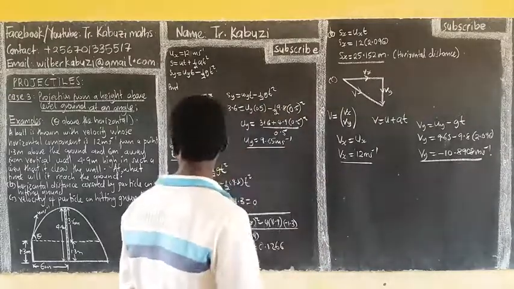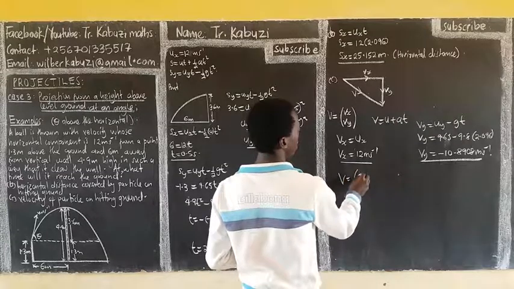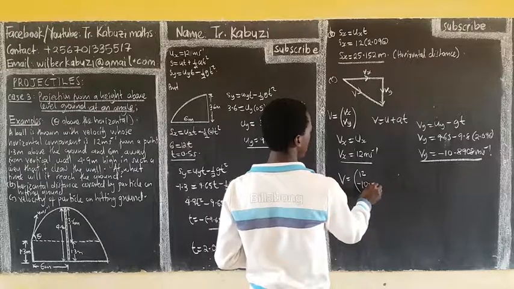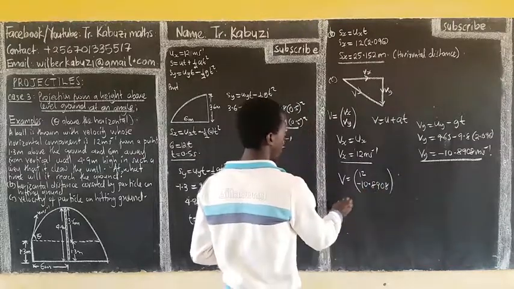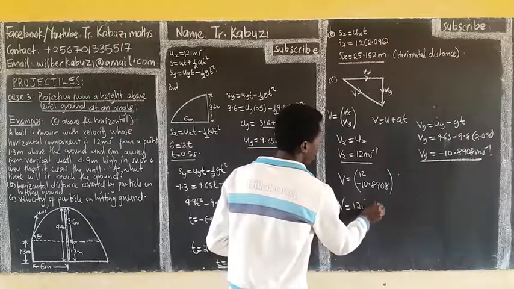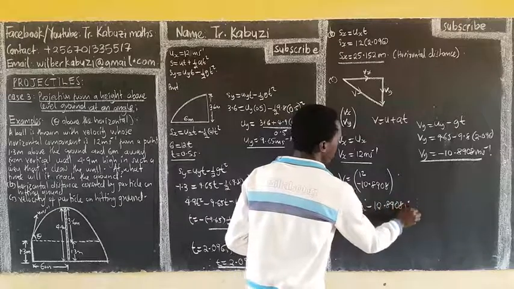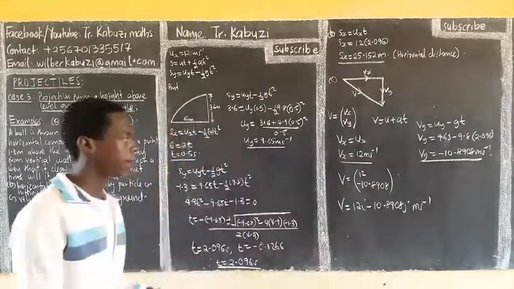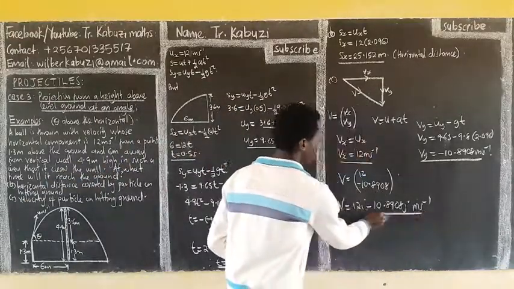asking for the direction. So this will be now 12 and negative 10.8908. So our velocity is going to be 12i minus 10.8908j meters per second. If you give it that way, it's okay because this is a vector. It's in vector form.